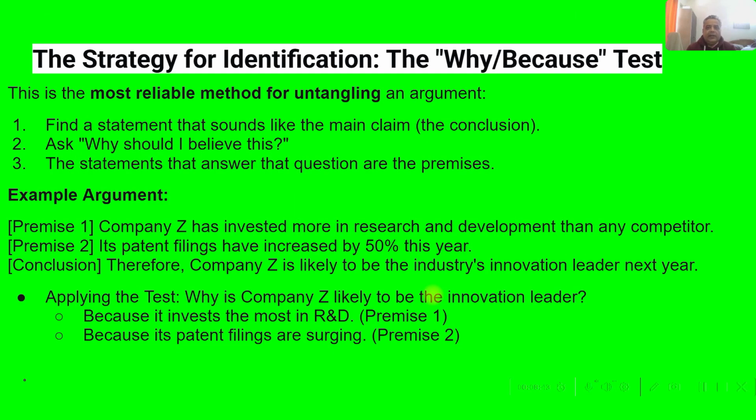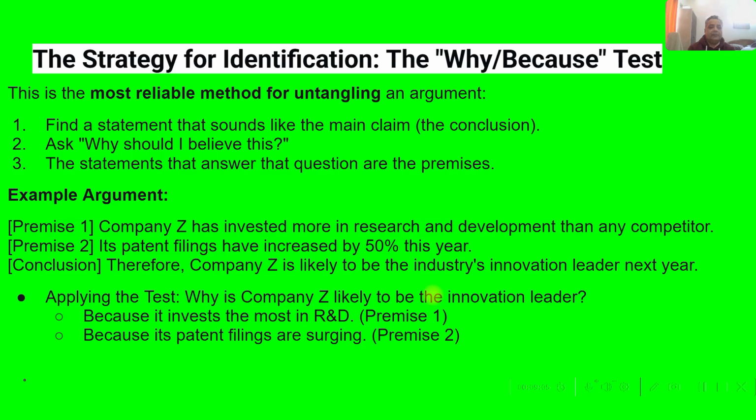So the strategy for identification is the why-because test. This is the most reliable method for untangling an argument. First, find a statement that sounds like the main claim, the conclusion. Second step, ask: why should I believe this? Third, the statements that answer that question are the premises.